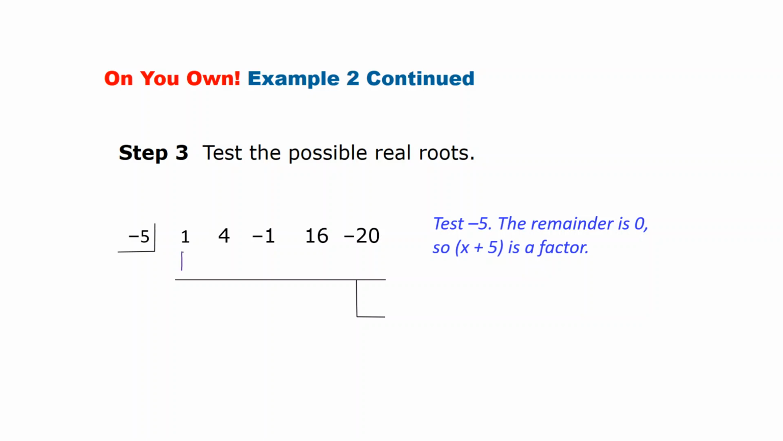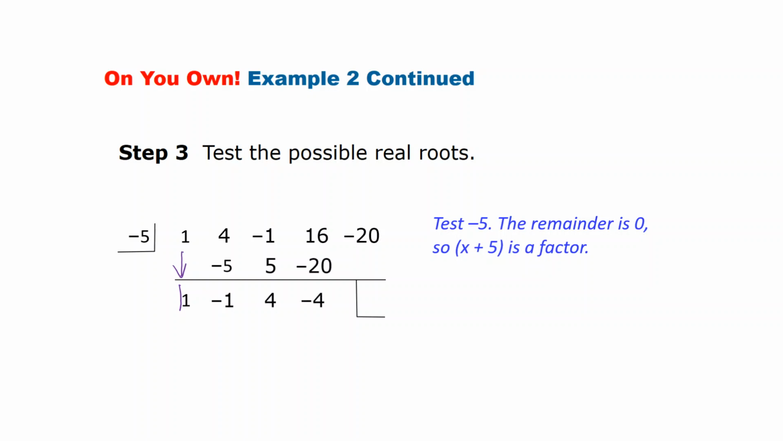Remember, the very first thing in our synthetic division is bring your 1 straight down. So negative 5 times 1 is negative 5. Add those together, and we get negative 1. Negative 5 times negative 1 is positive 5. Add them together, we get 4. Negative 5 times 4 is negative 20.